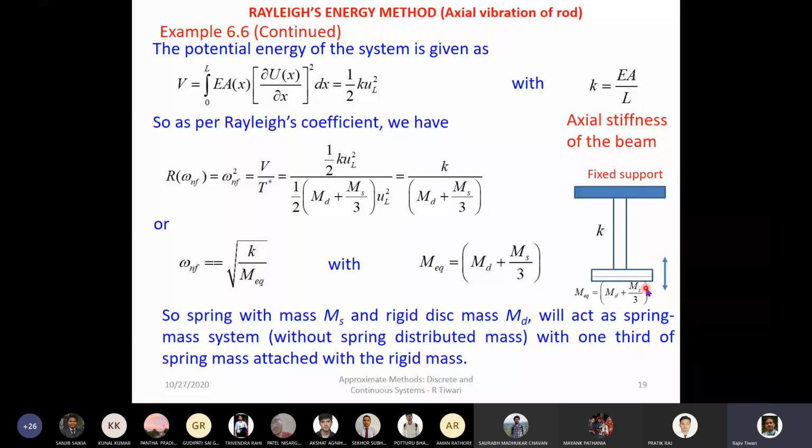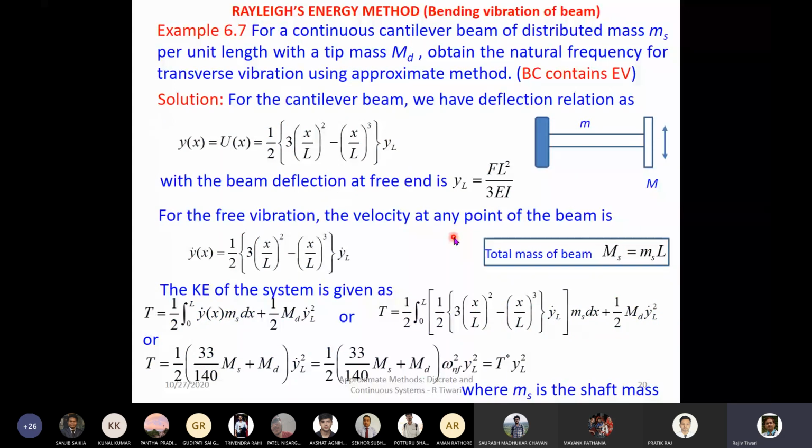So this is one example of how we are able to get the natural frequency quite easily using the energy form of Rayleigh's method. Another example I will take up is the bending of a beam case.